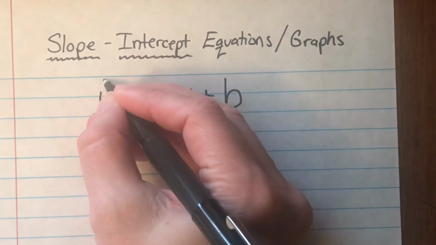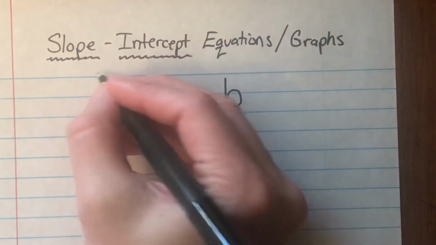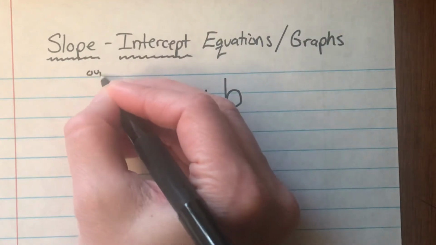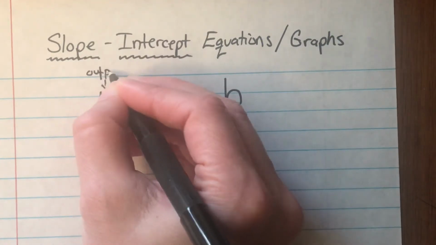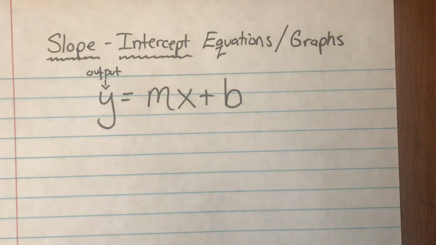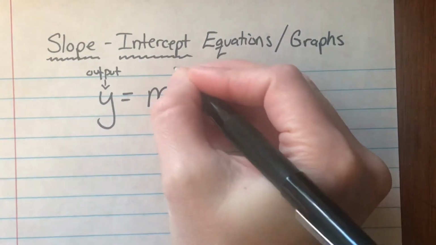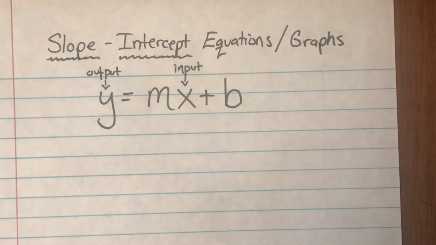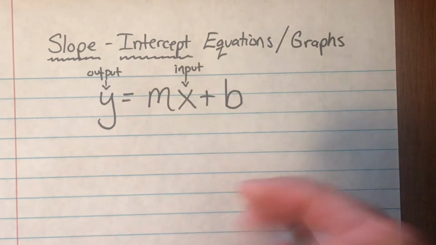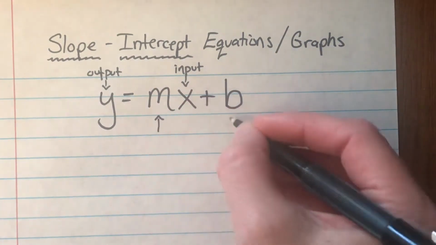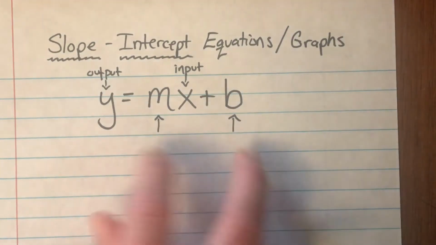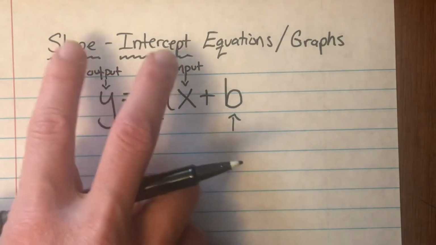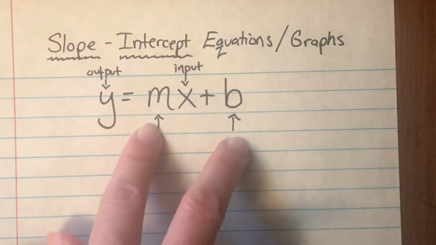So you know from your past that the y is actually the unknown of the output, right? If you're thinking about input and output tables or functions, we know that the y is going to be the output, whereas x is going to be the input. A couple of weeks ago, we spent a lot of time plugging in numbers into the input for x. So y is output, x is input. And the two other letters here, the m and the b, are the ones we're going to be mainly concerned about today, which is, of course, the slope and the intercept in order.